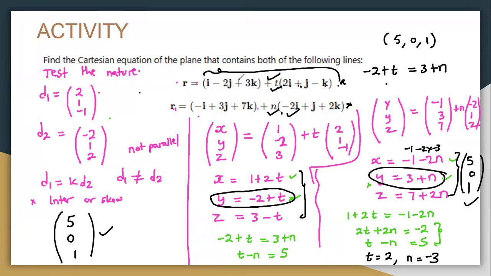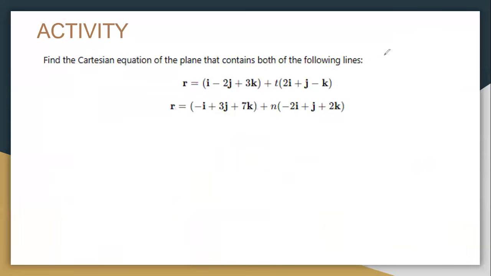Okay, so we are going to continue. You should test the nature of the lines because the approach differs depending on the nature of the line. When you are dealing with an intersecting line, a parallel line, or a skew line, we don't use the same approach when finding the equation of a plane. So now, since these lines intersect, allow me to clean my board. Since I've already obtained the point of intersection, which is 5, 0, and 1.